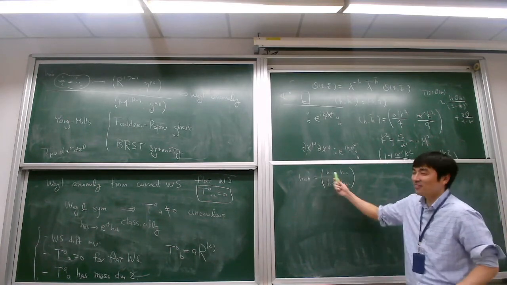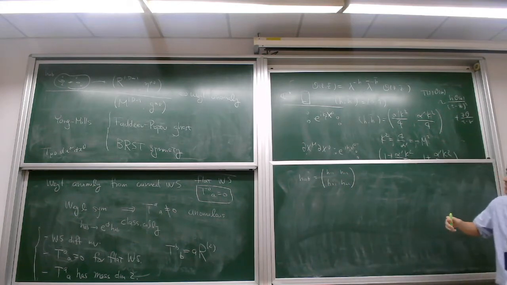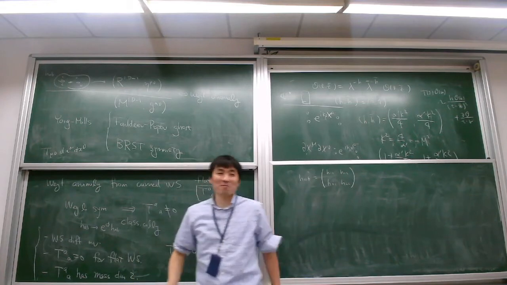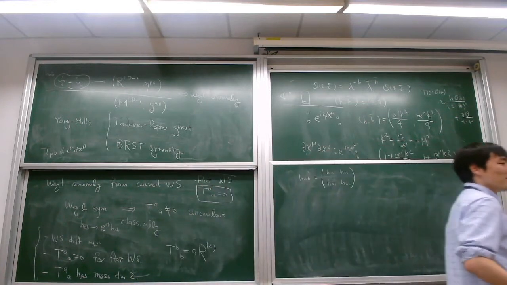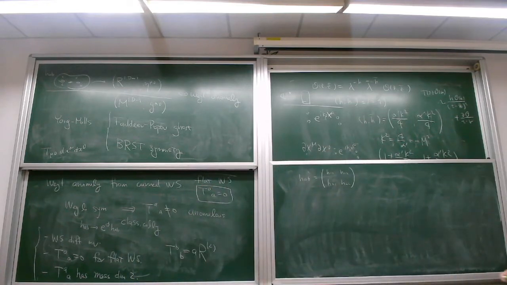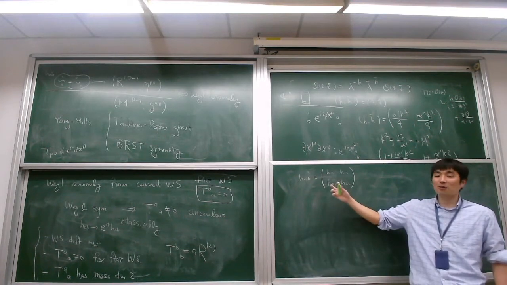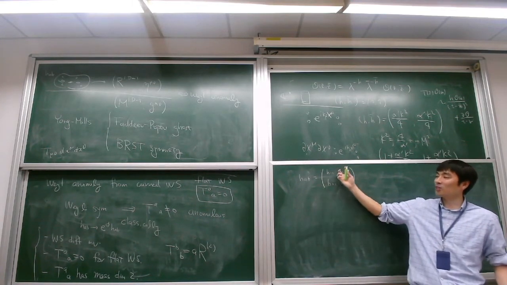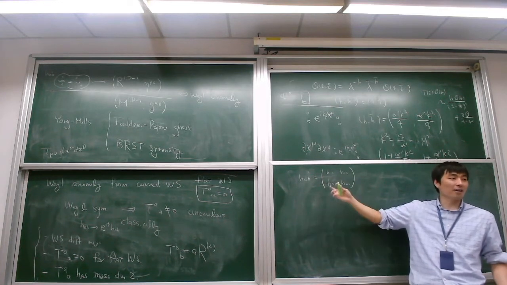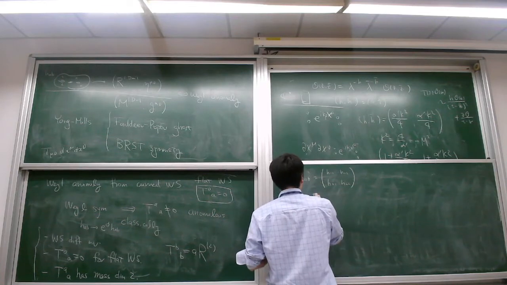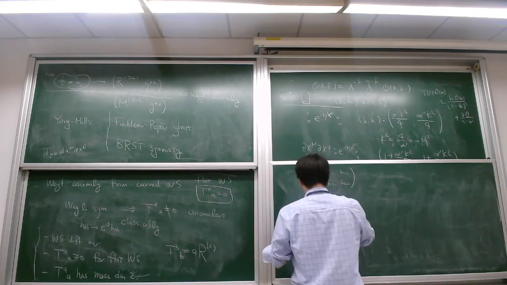So we have 3 physical degrees of freedom, but now we have worldsheet diffeomorphisms, so we can kill one of them. By using worldsheet diffeomorphism, we can kill one degree of freedom. So I just want to kill this off-diagonal element. Therefore, by using worldsheet diffeomorphism, the metric can be written equivalently.